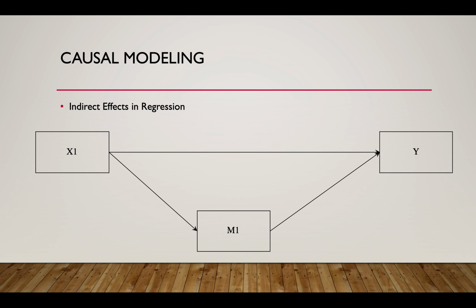And so in this instance, we have the relationship between x1 and y and a relationship between x1 and m1. And what we are actually saying is that the relationship between x1 and y is at least partially and sometimes completely due to x1's relationship with m1. In your book, they referred to this as x2. I want to get you guys in the habit of calling a mediator m1 or just m.